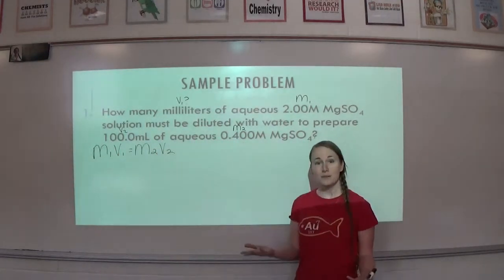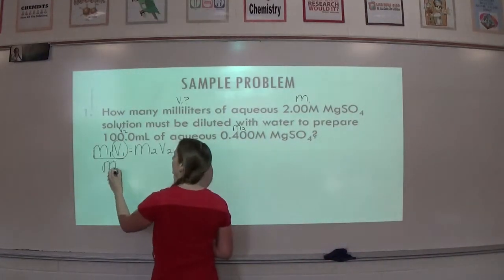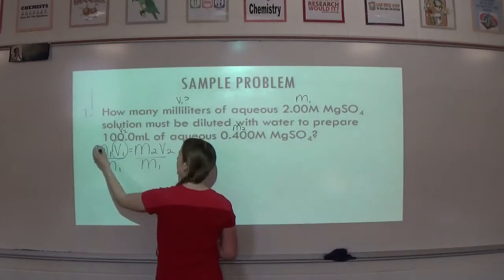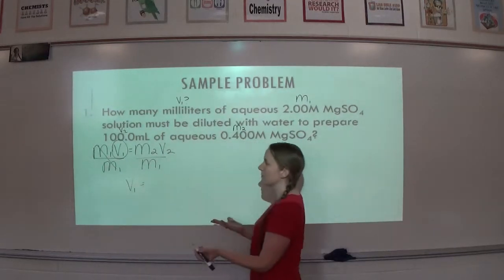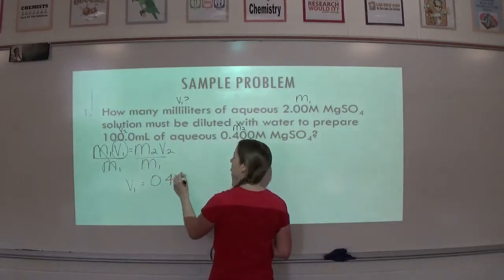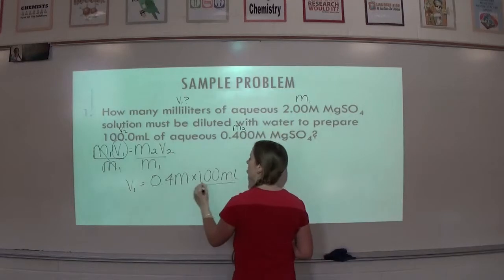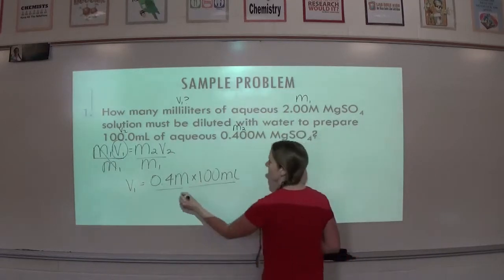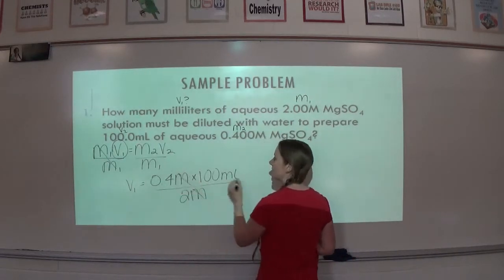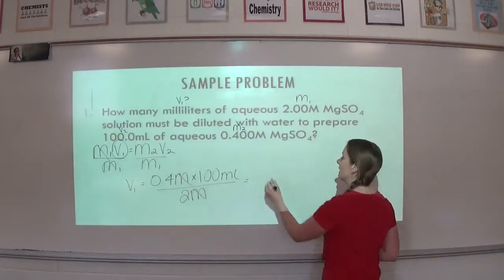So our formula is M1V1 equals M2V2. I'm solving for V1, so I divide both sides by M1. And then I'm just ready to plug in. My M2 is 0.4 molar. My V2 is 100 milliliters. And my M1 is 2 molar. So my molarities cancel, and when I solved on this one, I got about 20 milliliters.